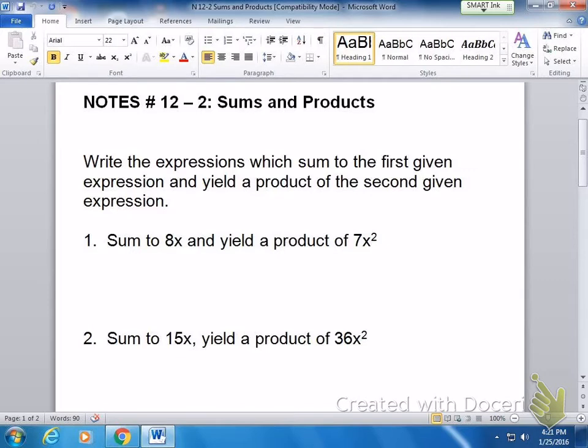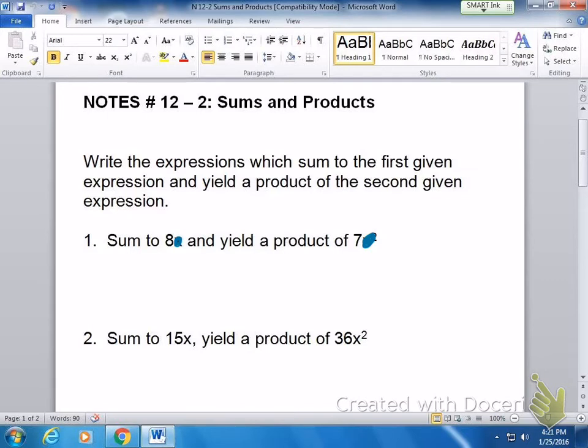Now, number 1 says, I need 2 numbers that sum to, and we're just going to get off these x's. We don't need them. That have a sum of 8 and have a product of 7. Now, the reason we're taking off the x's is it's unnecessary at the moment. What we're going to do in the next couple of days is just what we're doing with the numbers. We'll actually just put an x on each number tomorrow.